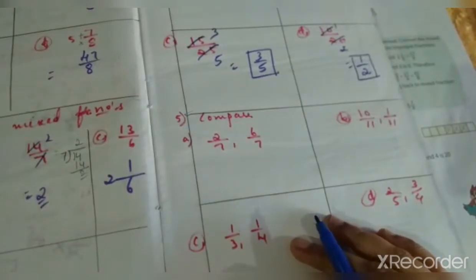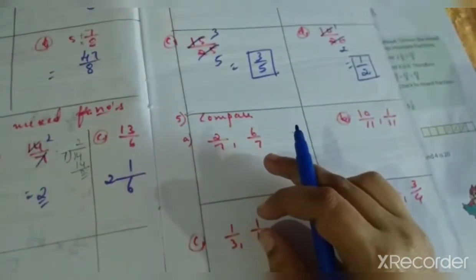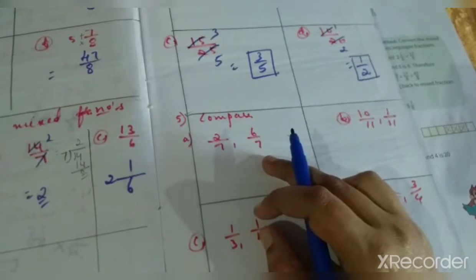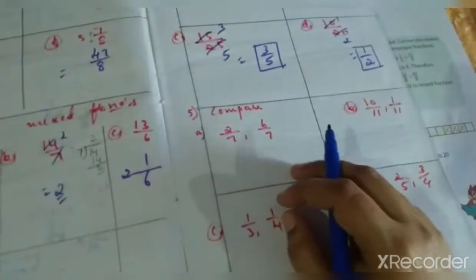Compare 2 by 7 and 6 by 7. So here, which is greater? 6 by 7 only, no? Yes. Which is greater, 2 by 7 or 6 by 7?